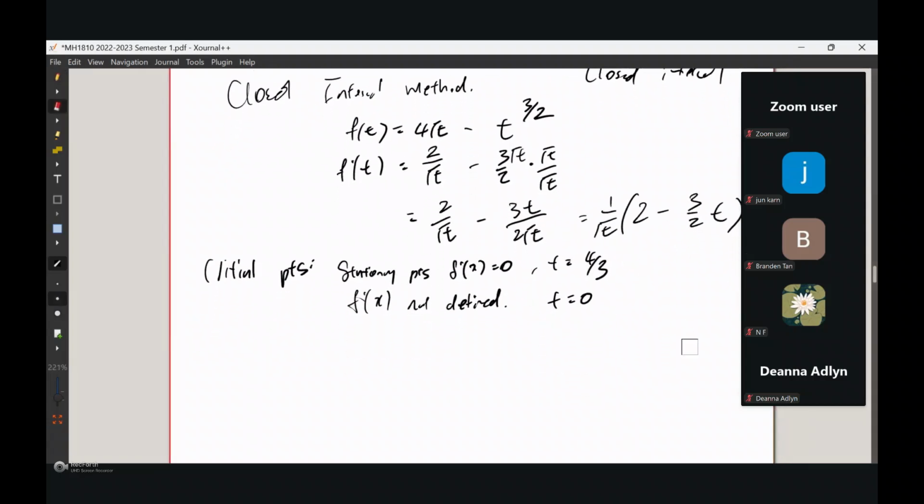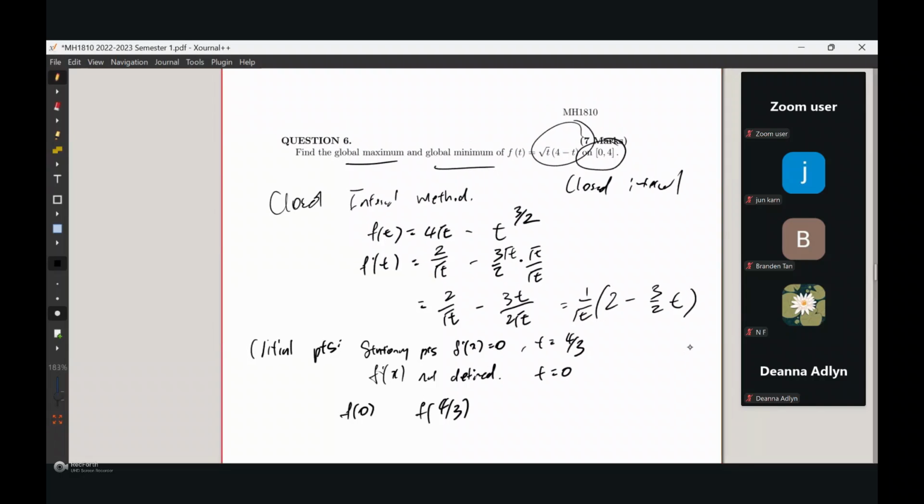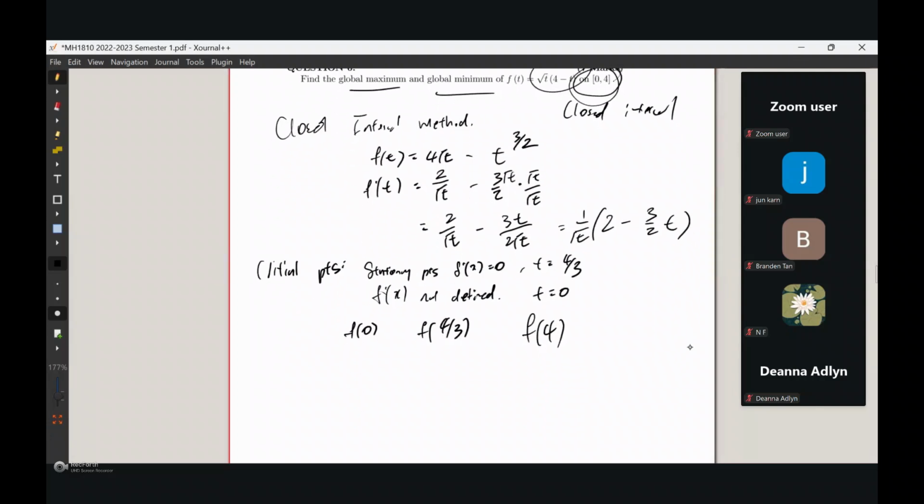Let's go and substitute all the points inside. So calculate f of 0, f of 4/3. Then we got the end points here, 0 and 4. So 0 is the end point already, so it's fine. So we got f of 4. Calculate all these 3 points and check what is the biggest and smallest value.